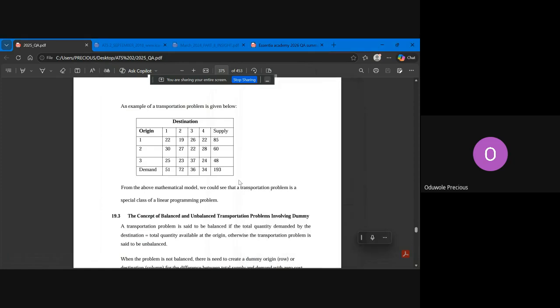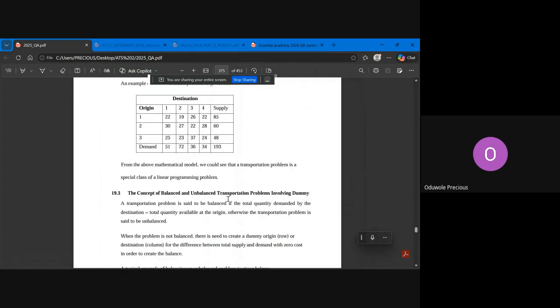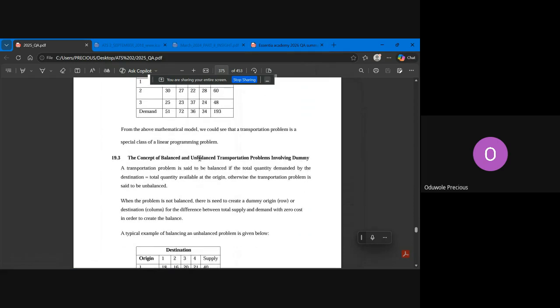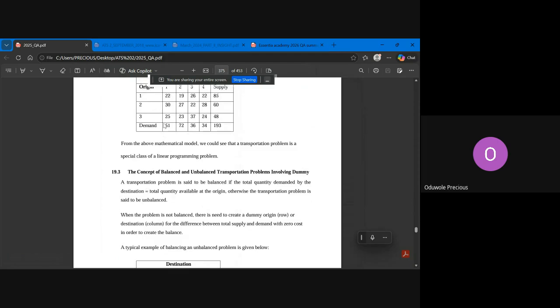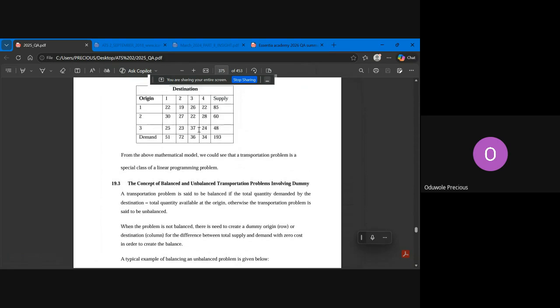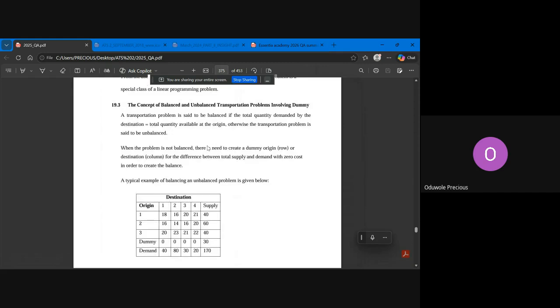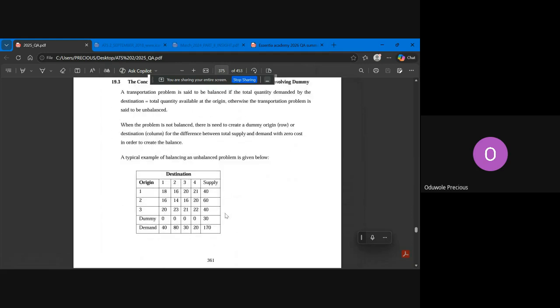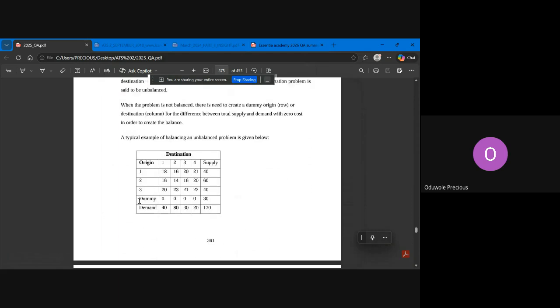Then you ask yourself, what if this is not the same? That takes us to the next thing we want to do, which is called an unbalanced transportation problem. We have balanced and unbalanced. Like this first one is a balanced problem. Now an unbalanced problem is a situation whereby the demand is not equal to supply. If you see this question, they have to introduce what you call a dummy. A dummy is usually introduced when one side is greater than the other.